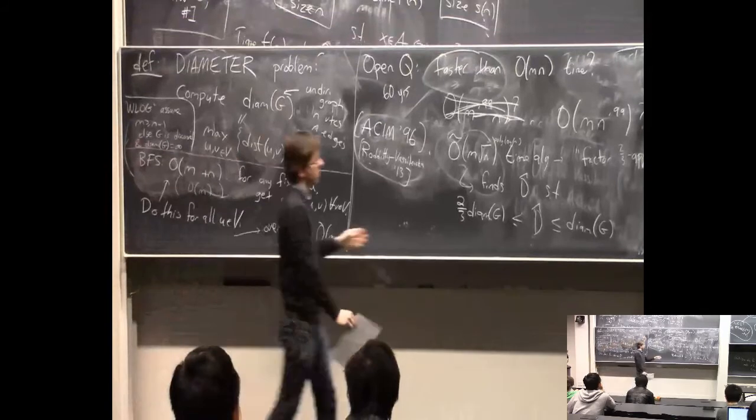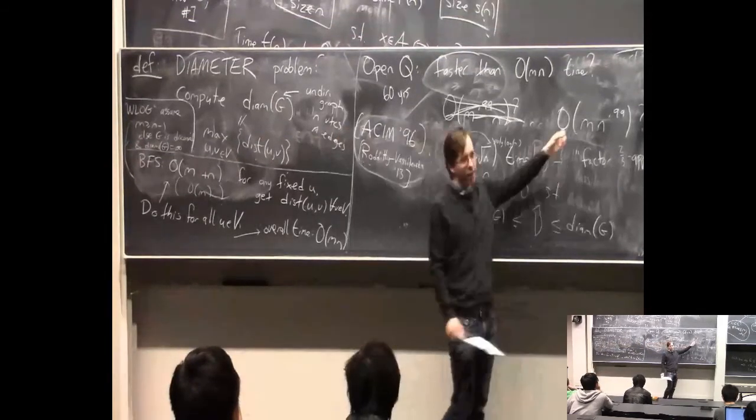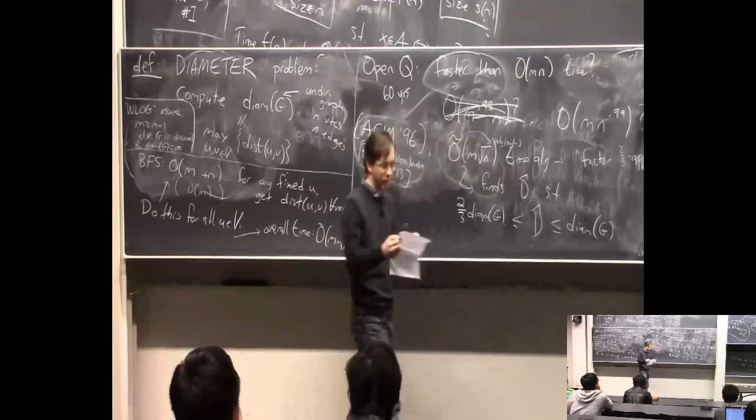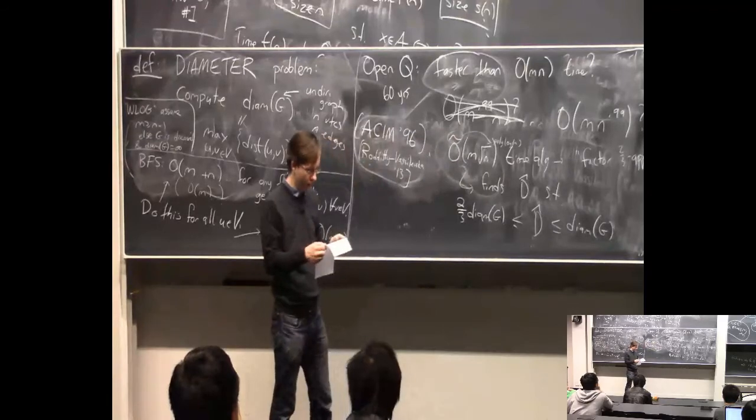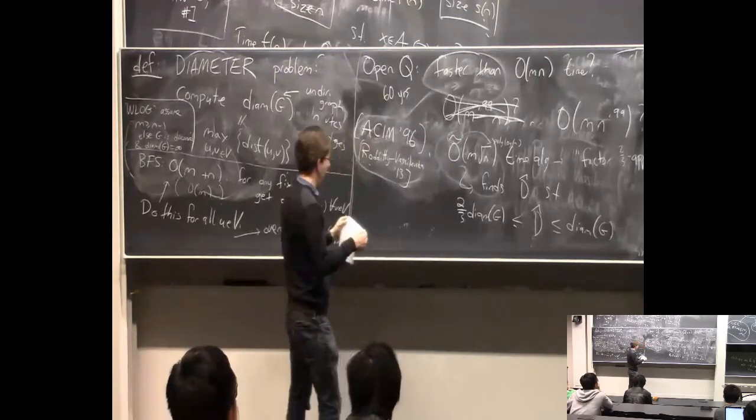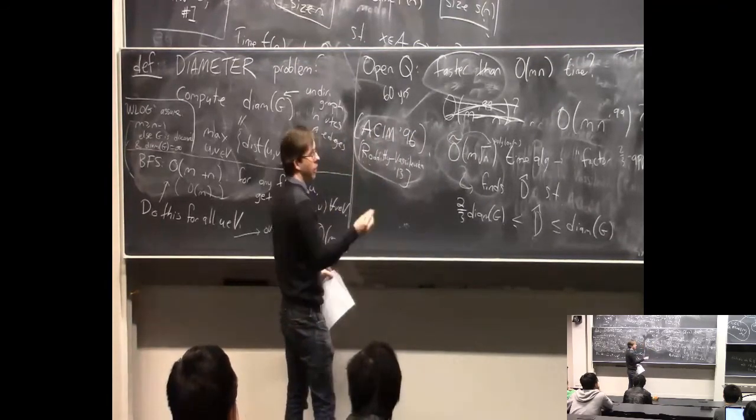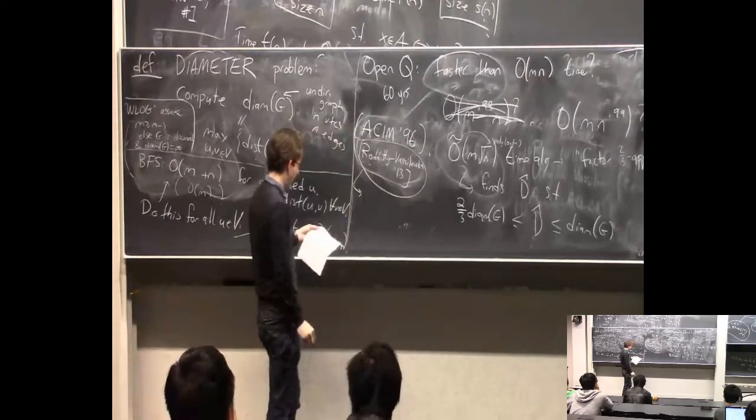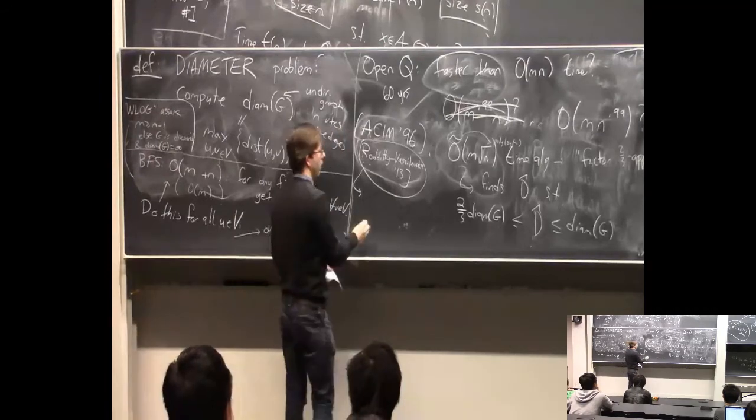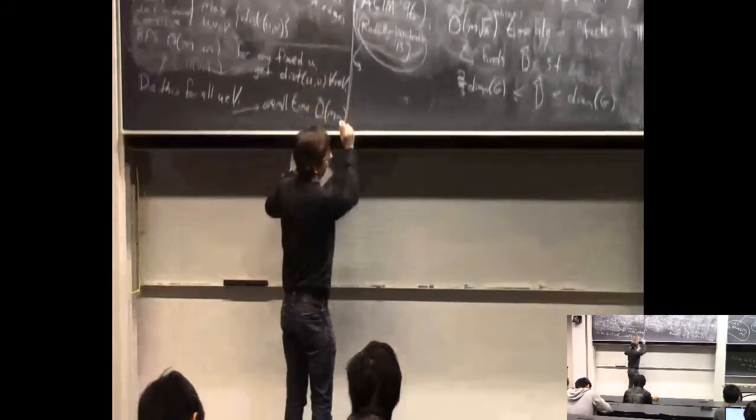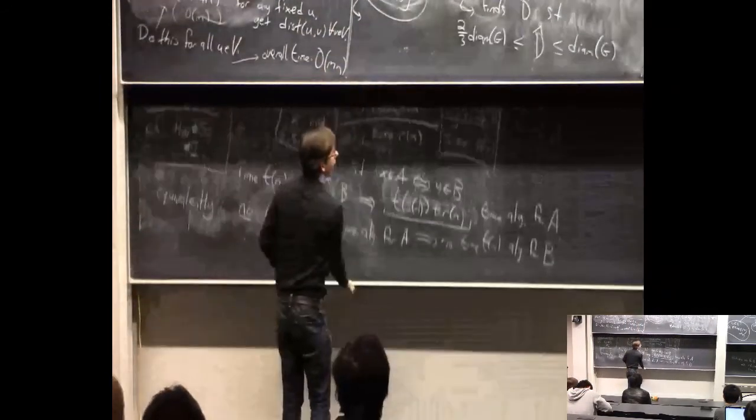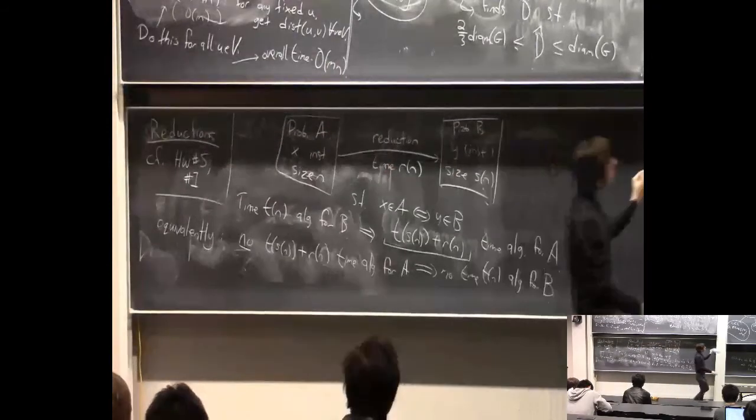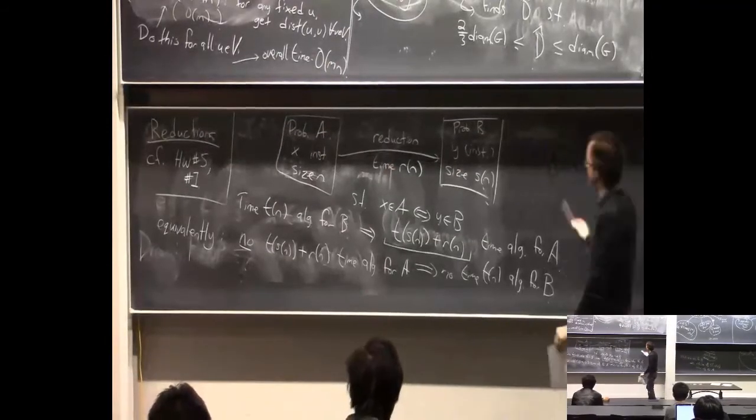I mean, it didn't solve the problem, but at least it had a running time that was better than m times n. Okay, and what I'll now show you in the rest of the class, which is also from this paper, is that, well, I'll rewrite it on a new board. It's that if you believe SETH, then you cannot beat m times n time for diameter.